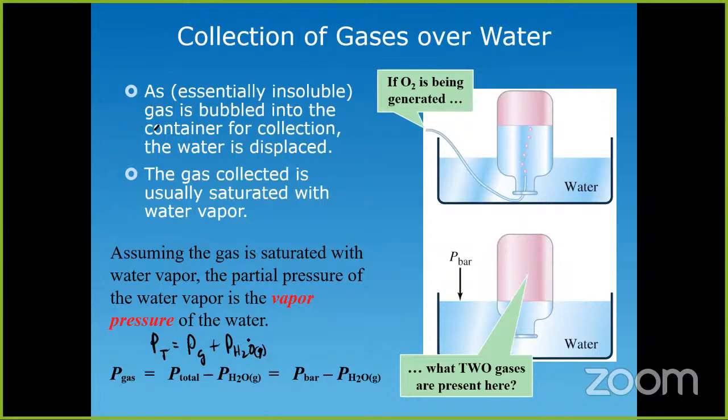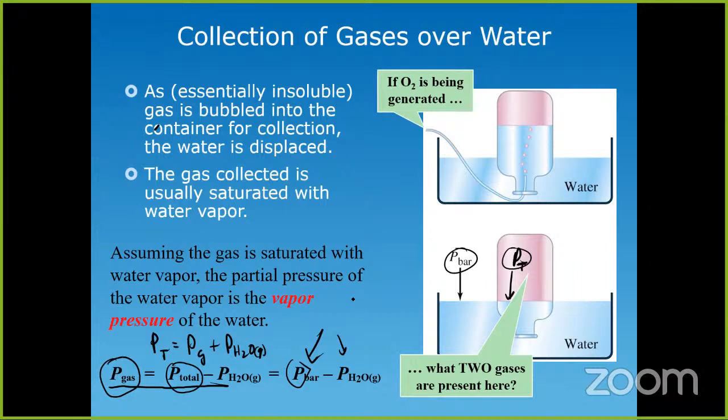So basically, if you rearrange this equation, you're going to get this equation right here, where P gas is equal to the total pressure minus the vapor pressure of water. And as we said before, the total pressure that is exerted here would be equal to the barometric pressure, right? So therefore, we can replace P total with the barometric pressure, and that will give us the pressure of the gas. So once we know these two values, we can determine what the pressure of the gas is that we're collecting.